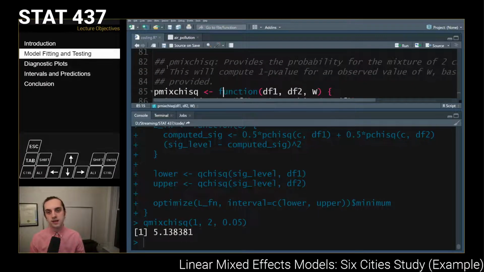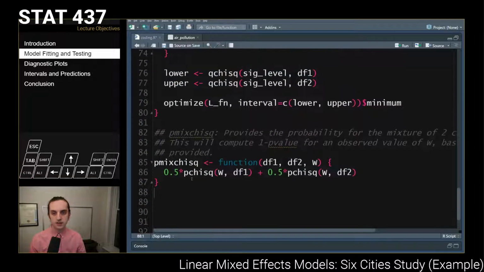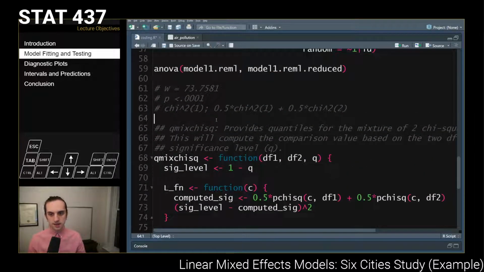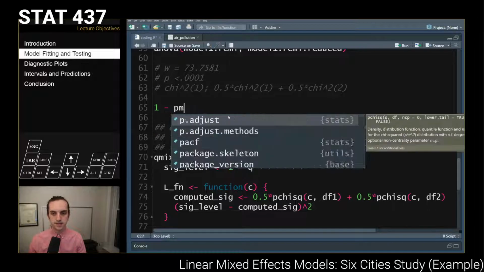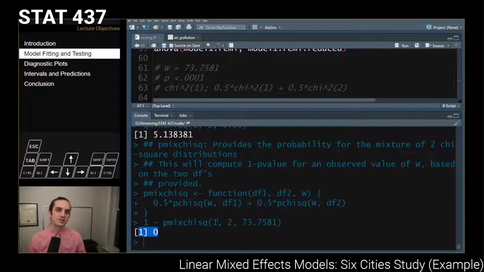And then I also have a P mix chi-square, right? And that's going to do your p-value computation, or 1 minus your p-value computation, in the same way that you would use p chi-square to do a similar thing, right? So I can come back up here and say our p-value is going to be 1 minus p mix chi-square. Degrees of freedom 1 is 1, degrees of freedom 2 is 2, and then our w in this case is going to be equal to this 74 value. And you can see that we actually end up getting basically 0 output anyways.